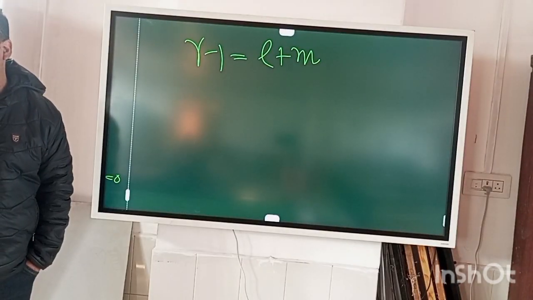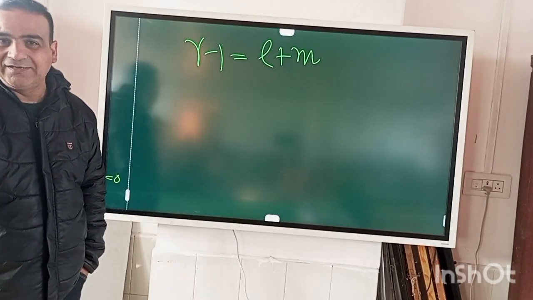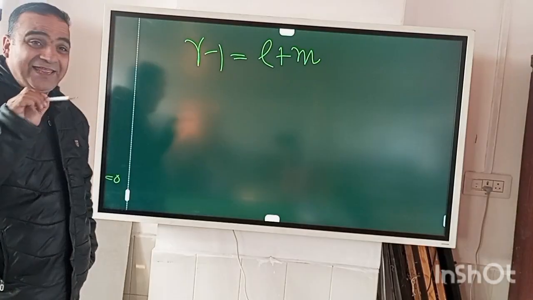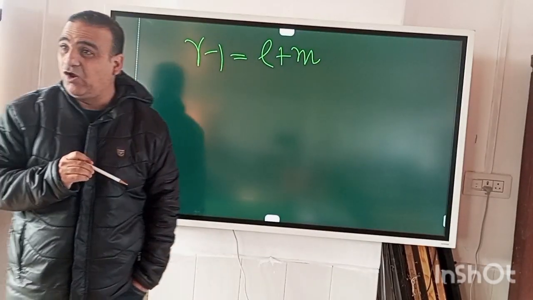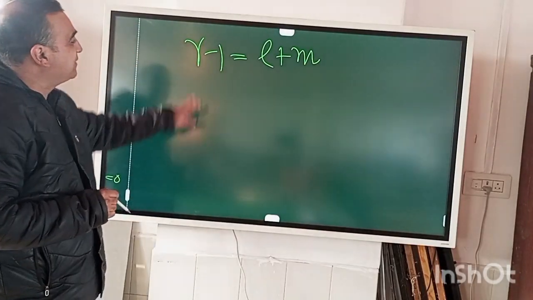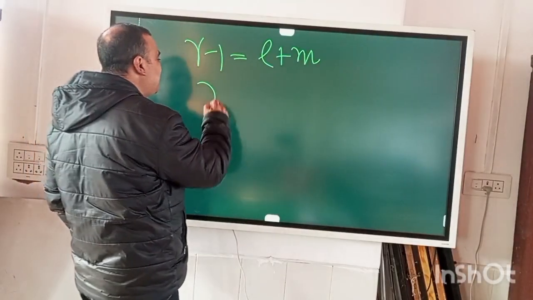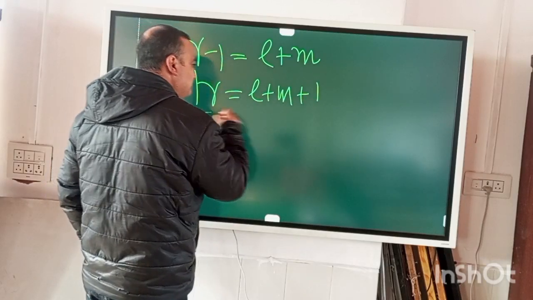You know L, what's L? L is the orbital quantum number. We introduced L times L plus 1 as a constant when we tried to resolve the differential equation, right? And the differential equation in terms of zeta of rho has a solution only if gamma minus 1 is equal to some L plus m. That means gamma is L plus m plus 1.